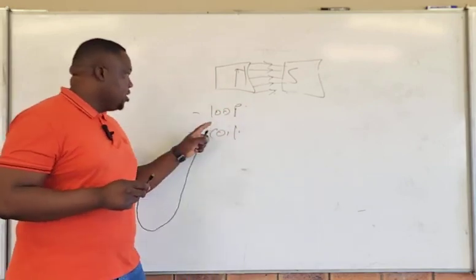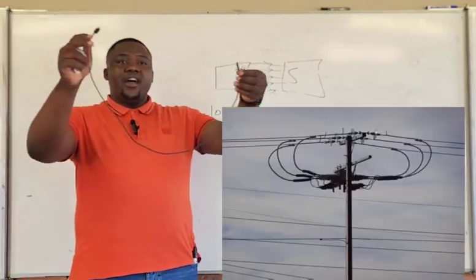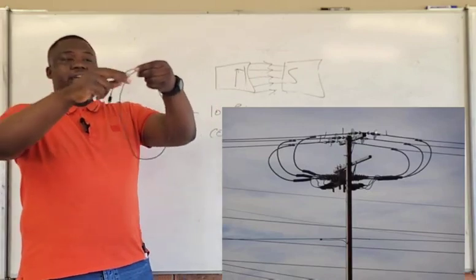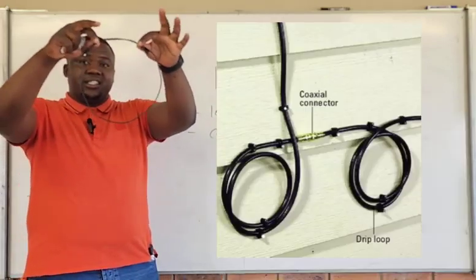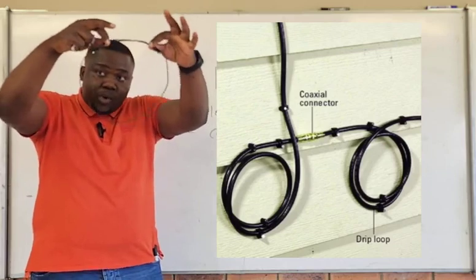So when we talk about a loop, we have an electrical conductor in circular form. You see, this thing is in a circle. So this is a loop. We call it a loop.